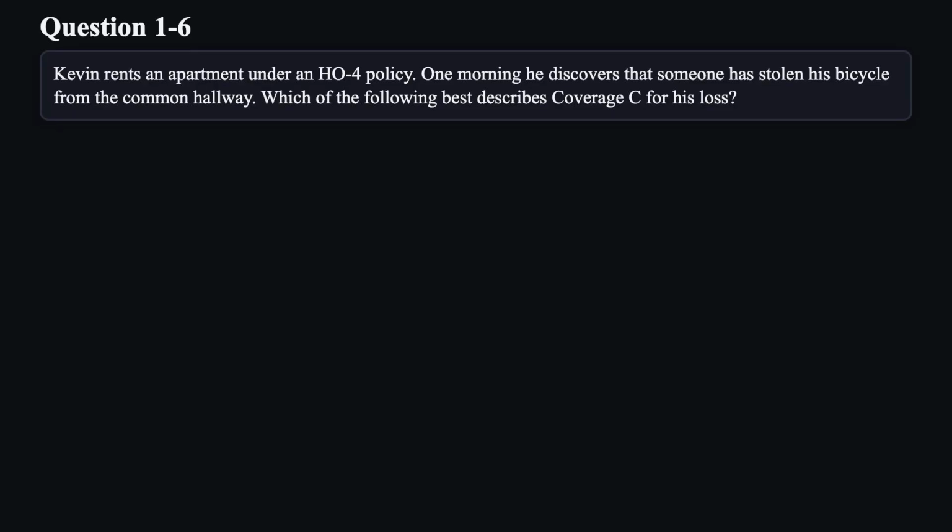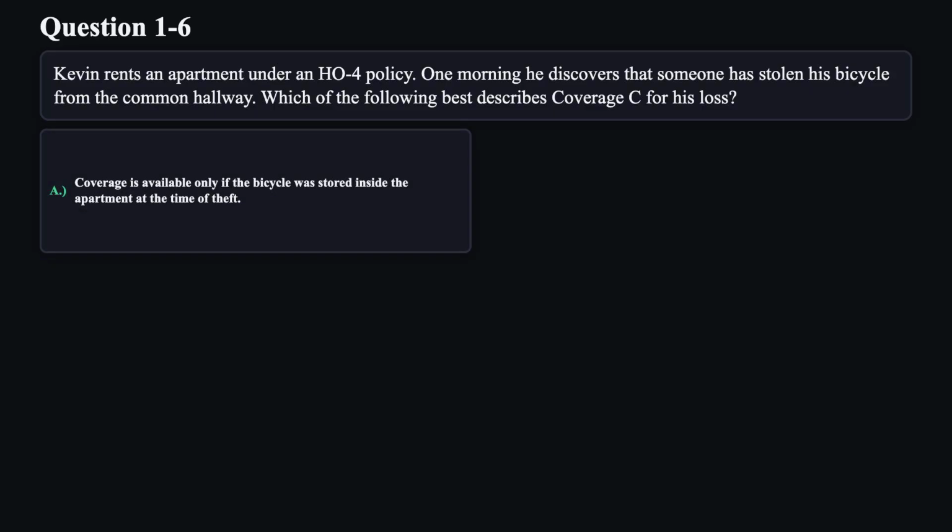Question 6. Kevin rents an apartment under an HO4 policy. One morning he discovers that someone has stolen his bicycle from the common hallway. Which of the following best describes coverage C for his loss?